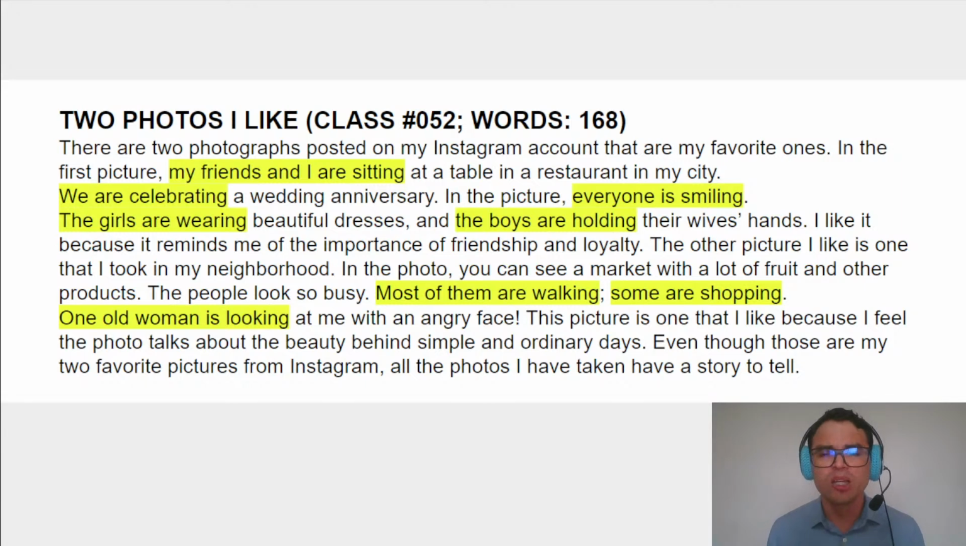Everyone is smiling. Subject, everyone. Verb to be, is. Verb ing, smiling. The girls are wearing. Subject, the girls. Verb to be, are. Verb ing, wearing. The boys are holding. Subject, the boys. Verb to be, are. Verb ing, holding. Nice. Next, most of them are walking. Subject, most of them. Verb to be, are. Verb ing, walking. Next, some are shopping. Subject, some. Verb to be, are. Verb ing, shopping. Next, one old woman is looking at me. Subject, one old woman. Verb to be, is. Verb ing, looking. So you can use the present continuous to describe what is happening in a picture, what people are doing in a picture.